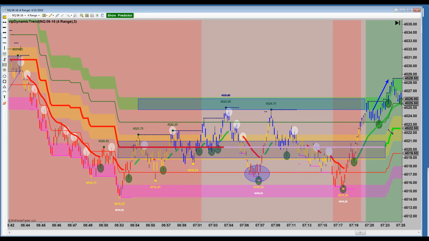Right here, there's the mid-band stair stepping up, coming out of that flat sideways type action, right? All right. Okay, here's the continuation from that last move that we just saw.